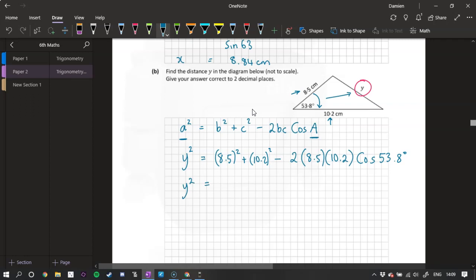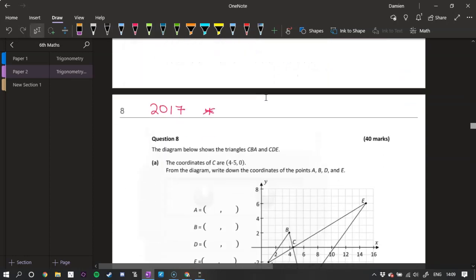When you work this out all in one go, you're going to end up with 73.87897. So when you get the square root of that, y then is the square root of 73.87897, and that's going to give you your final answer. y is equal to 8.6 centimeters. So that finishes B.